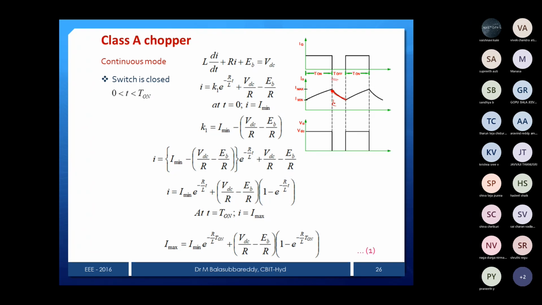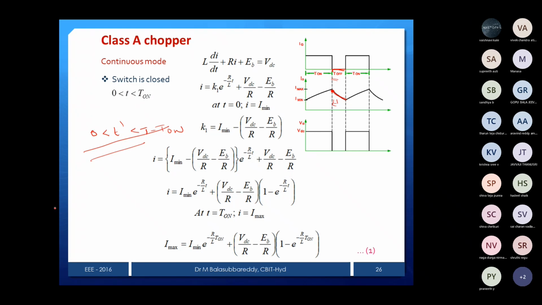So I consider this is T dash, then 0 less than T dash less than T off. T off I can write as T minus T on. This is the interval I want to derive the expression for. So 0 to T off, because 0 to T on I derived, then up to this duration I call it T off. That T we started, this is a reference now, I can consider T dash. So 0 to T off means T minus T on.